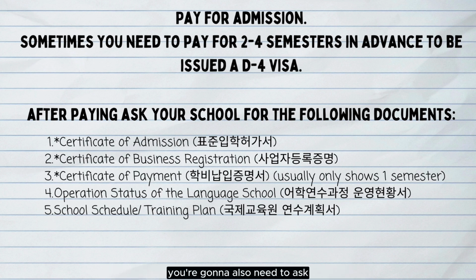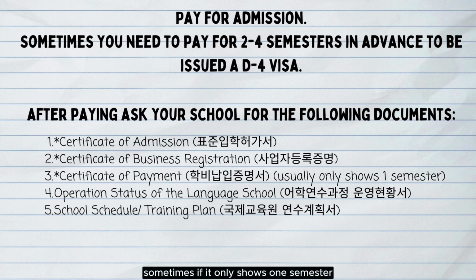So you're going to also need to ask them for the following documents. These documents are going to be used for your visa application when you go to immigration. They're going to give you your certificate of admission, but you also need your certificate of business registration, your certificate of payment. This one usually only shows 1 semester. If possible, ask for a certificate of payment that shows for how many months that you paid for. So if you've paid for a full year, see if you can get a certificate of payment that shows that you paid for the full year.